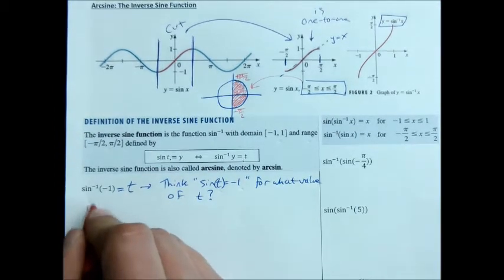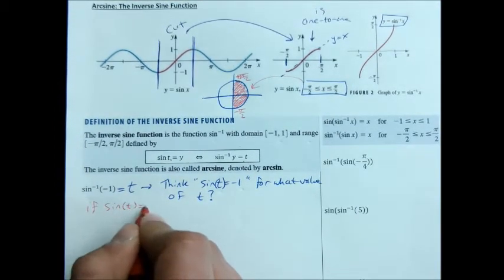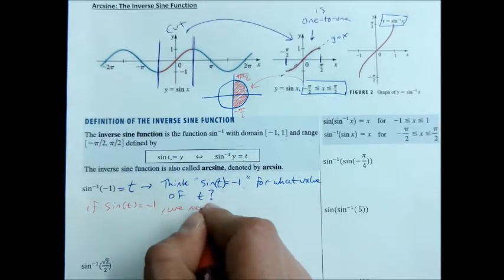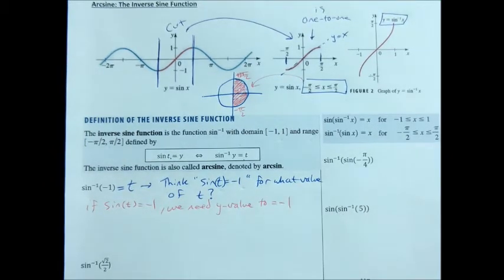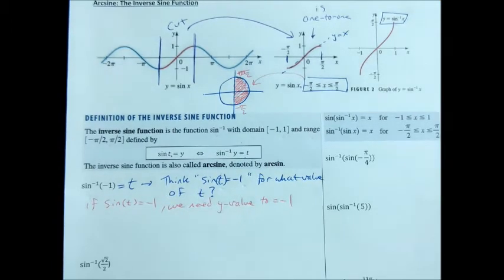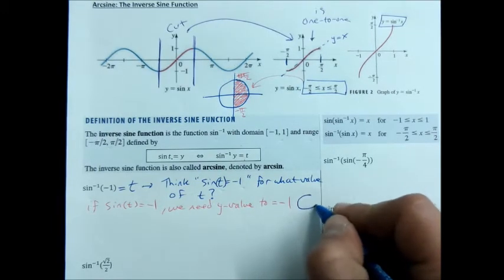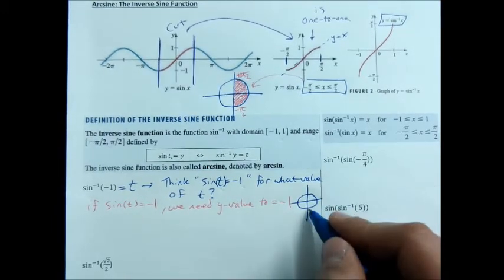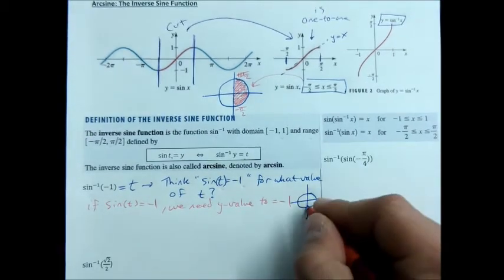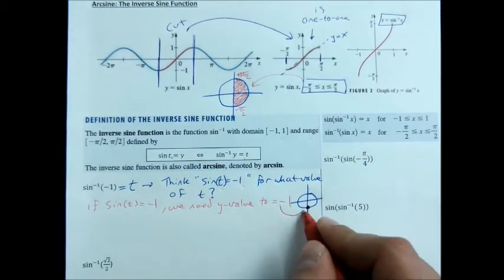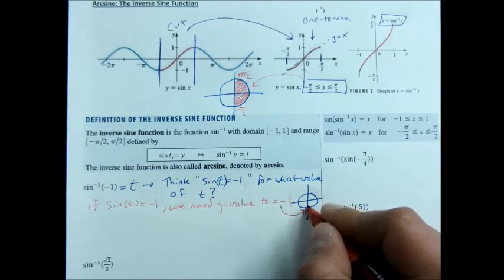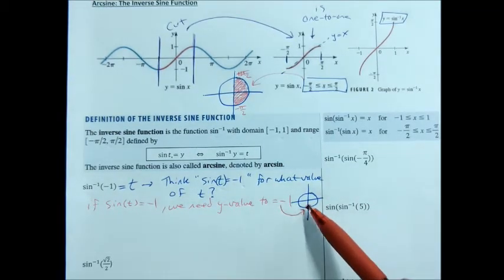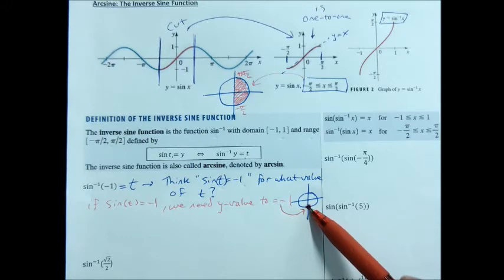Okay, so if we want sine to be negative 1, that means we need the y value on the unit circle to equal negative 1, because sine is the y value, right? Where does that happen on the unit circle? Yeah, down here. That happens right here. Does everyone see that dot? Maybe I'll make it a little bigger. I don't know if it's coming out very well. That's the place on the unit circle where the y value is negative 1.